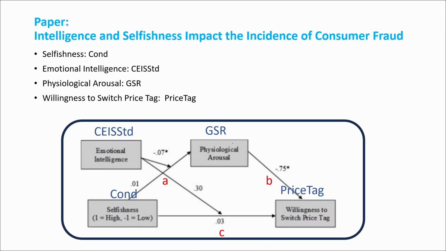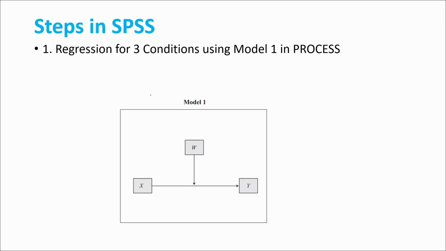Okay, so I write out again here. Next, I'm going to show you how we can do that in SPSS. The first step is that we're going to do some regression for all the three conditions I just discussed. We are going to use the PROCESS module written by Hayes, and we're going to use Model 1 to do all these three analyses.